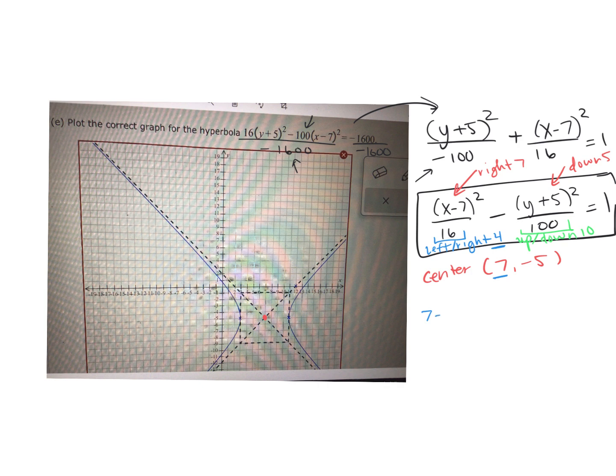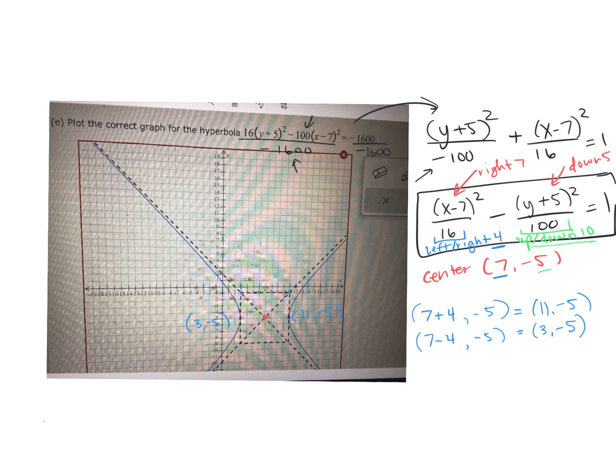So really it's going to be 7 plus 4 and then 7 minus 4 and then have that same y value. And so really we're talking about the points (11, negative 5) and (3, negative 5). So those are going to be the points left and right. So we want to make sure that those are correct, which that looks like it so far. That's (11, negative 5). And then over here we do have a positive (3, negative 5).